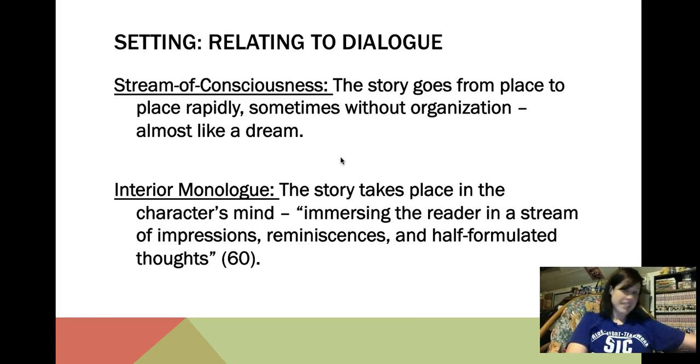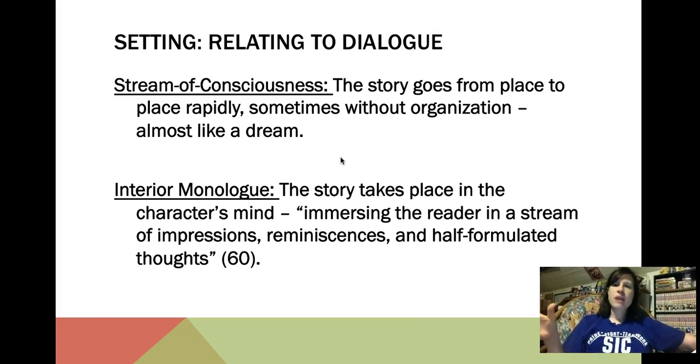That is on page 60. And stream of consciousness is basically very much Alice in Wonderland that I talked about before. It's going from place to place rapidly without any type of organization, like a dream. So if you've ever watched Alice in Wonderland or read it or seen a version of it, because there's tons of versions out there, there's not really a rhyme or reason. It just jumps from place to place and we don't really know why. That is stream of consciousness.